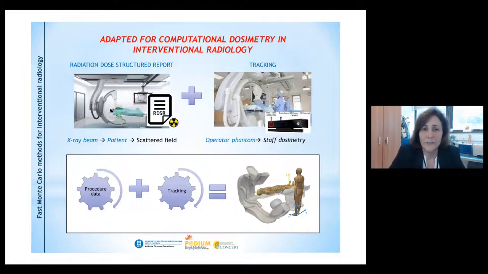As regards this system, this Monte Carlo code, we should keep in mind that it is adapted to interventional radiology. It means that it gets from the radiation dose structure report, which is generated for each medical procedure for a specific patient, all the required information regarding the X-ray system, but also about the patient. It also combines the information from the tracking system, which is based on Kinect cameras, to know the exact location of the individual that has to be monitored.